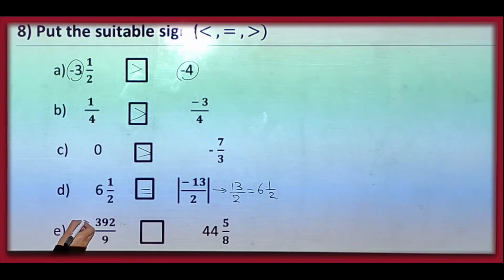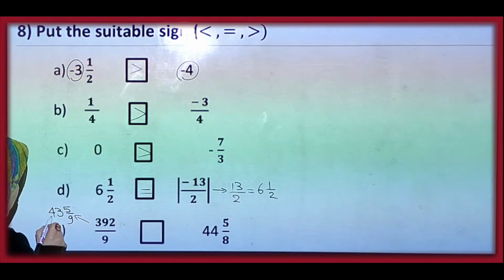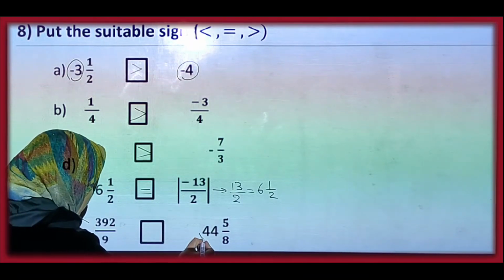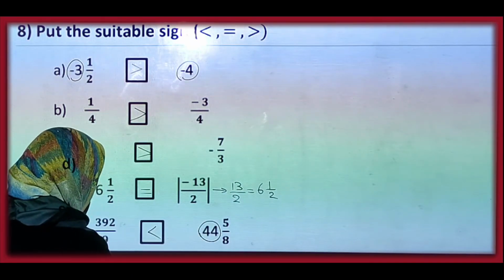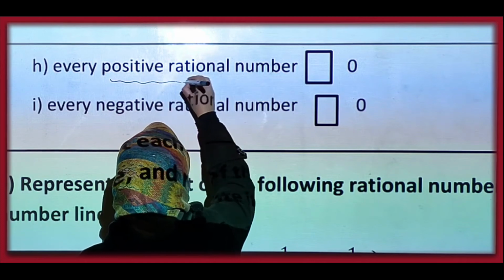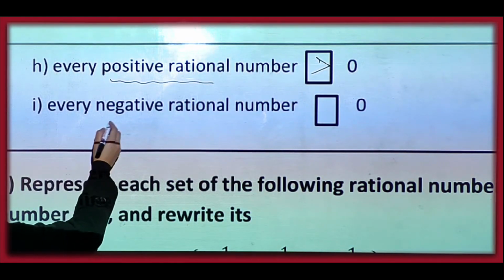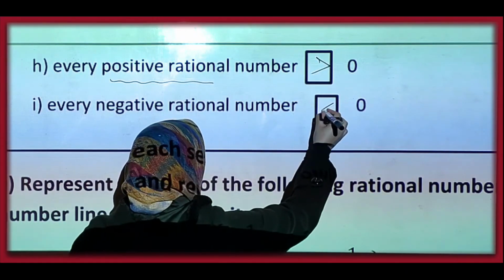392/9 converted into mixed number is 43 and 5/9. Here 44 and 5/8. The whole number is 43 and here is 44. So 44 is more than. Letter H, every positive rational number and 0: any positive rational number is more than 0. I, every negative rational number is less than 0.